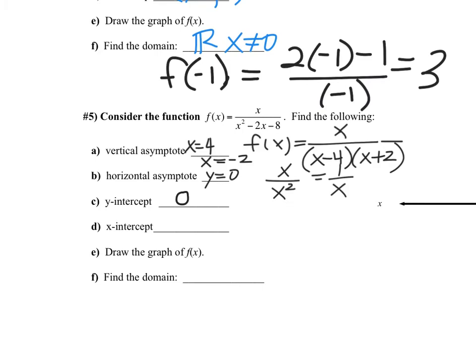The x-intercept is to let y equal 0 and solve, really just solve the zeros of the numerator, which is 0 also. Okay? The domain, all reals except for 4 and -2.